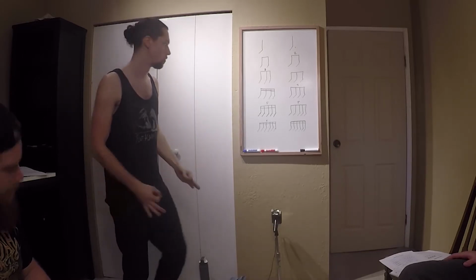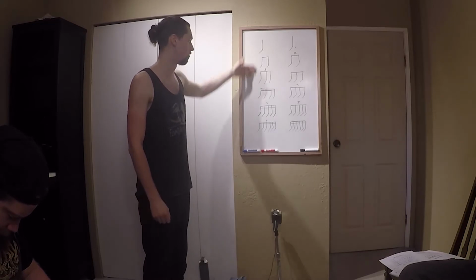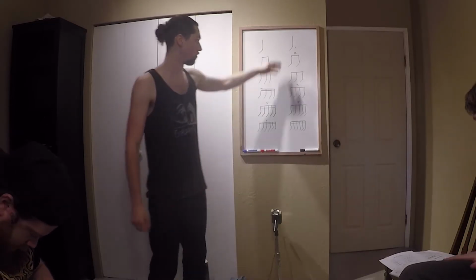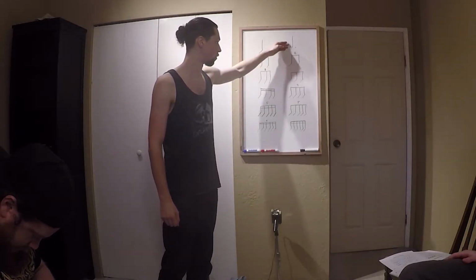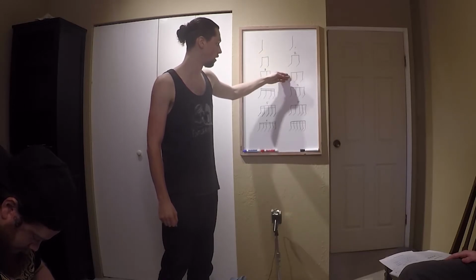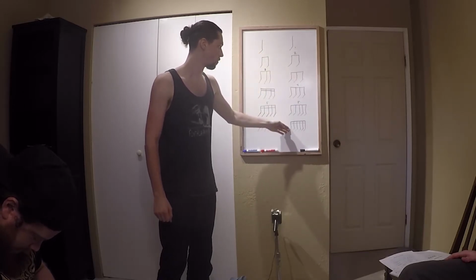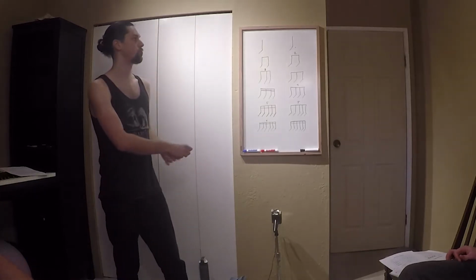Cool. So that's the natural division of simple meter. Let's do a natural division of compound meter. So we're going to start with 1, then we're going to go 3 and 6. Right? So probably around the same place.